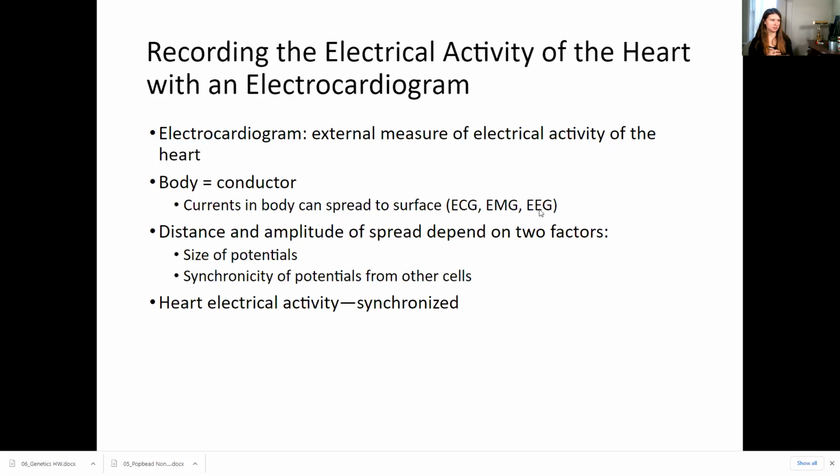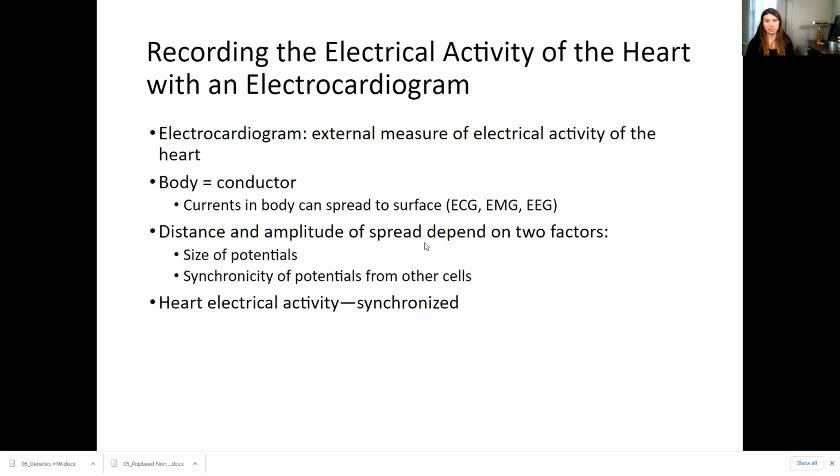So the distance and amplitude of the spread, what this graph looks like, depends on a couple of factors. One is the size of the membrane potentials, the size of these changes. It's also going to depend on how synchronized the cells are, because this isn't measuring one cell in your sinoatrial node. This is an average from the collection of cells, right? We are just placing an electrode on the outside of the body. We can't probe a single cell. So which cells are doing things together makes a difference.